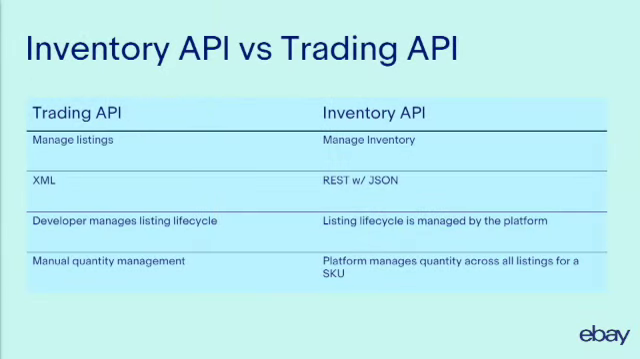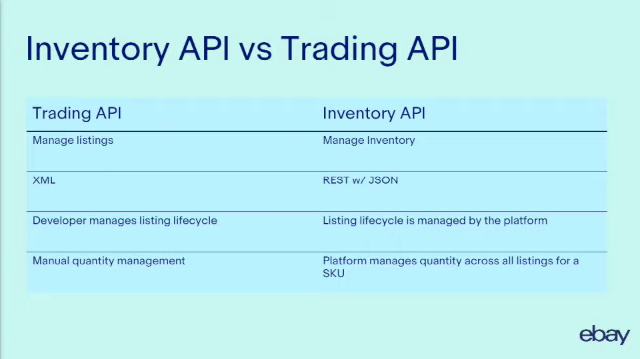This is a commonly asked question. What is the difference between Inventory API and Trading API? The fundamental difference between the two is the Trading API is about listings. You manage listings by item ID. With the Inventory API, it's all by SKU. If you want to create your products, update availability, or manage fulfillment, it's all done by SKU. The Trading API, as you know, is XML-based. The Inventory API is built to new standards, REST. The Inventory API also performs much better. The overall throughput via the Inventory API is much better.